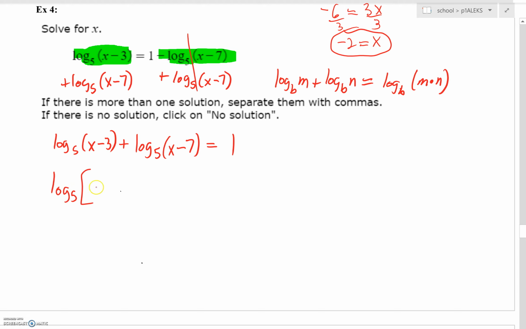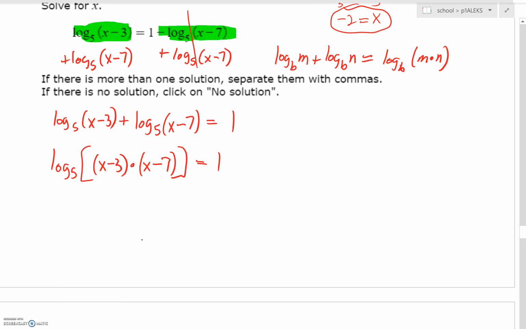I'm going to say, look, I'm going to have x minus 3 multiplied to x minus 7. And I'm just going to have one log. Our problem has actually gotten easier. We only have one log instead of two. Now, of course, inside you might see something that looks like we should FOIL. We should multiply together, and we can.